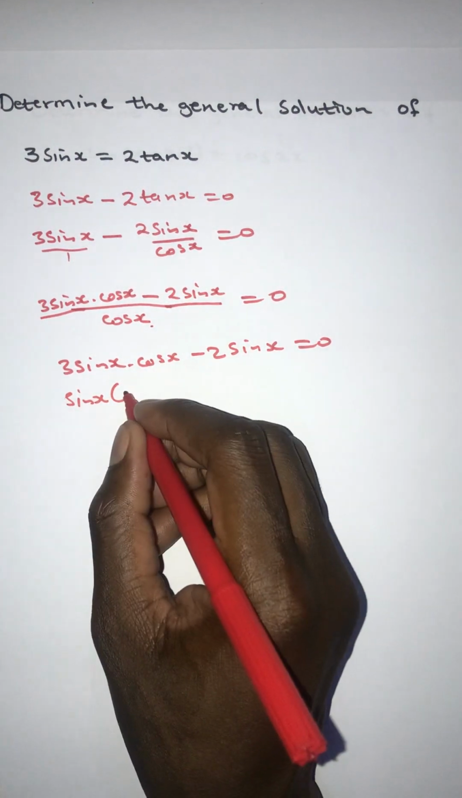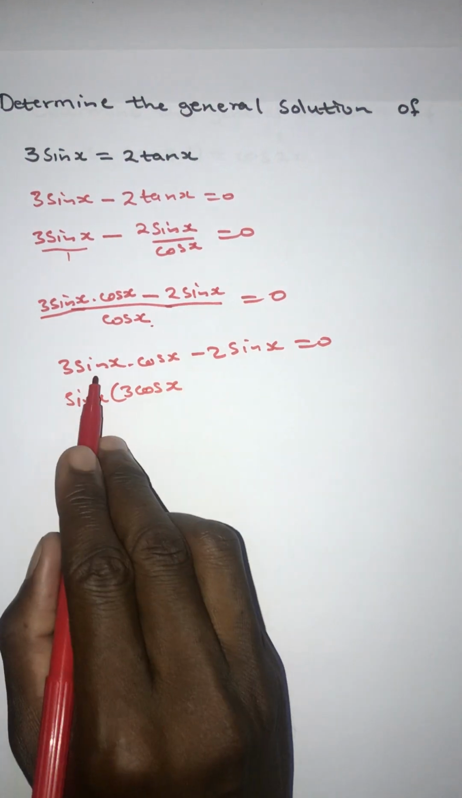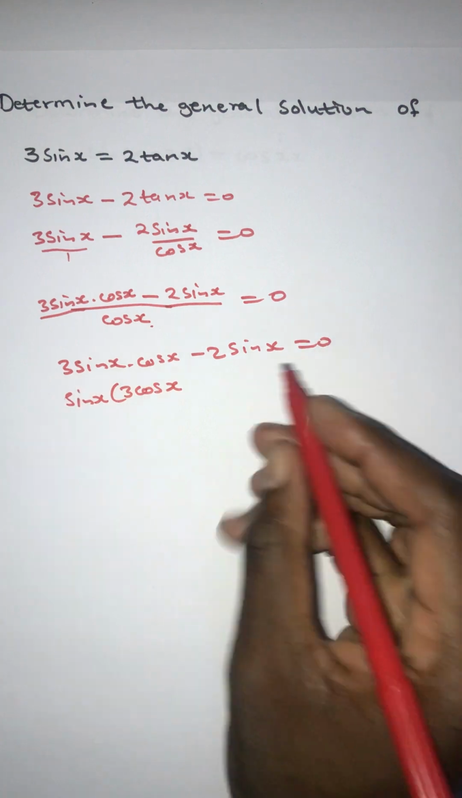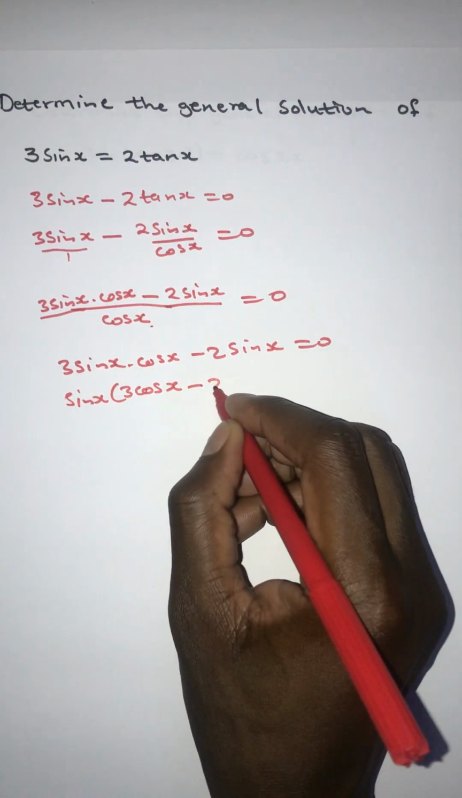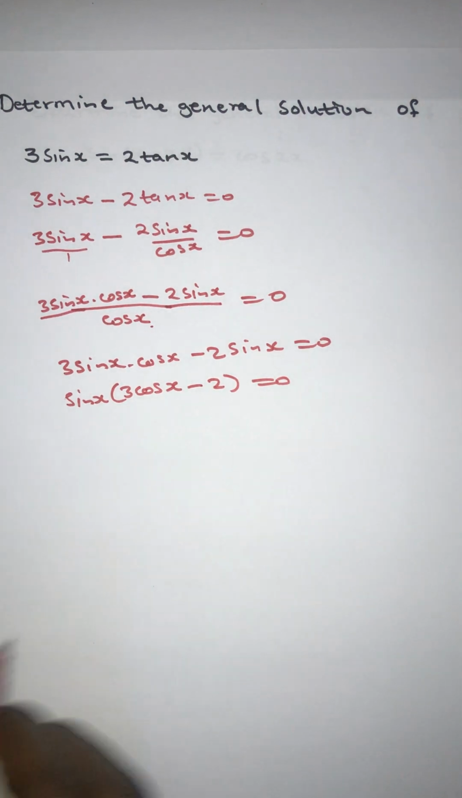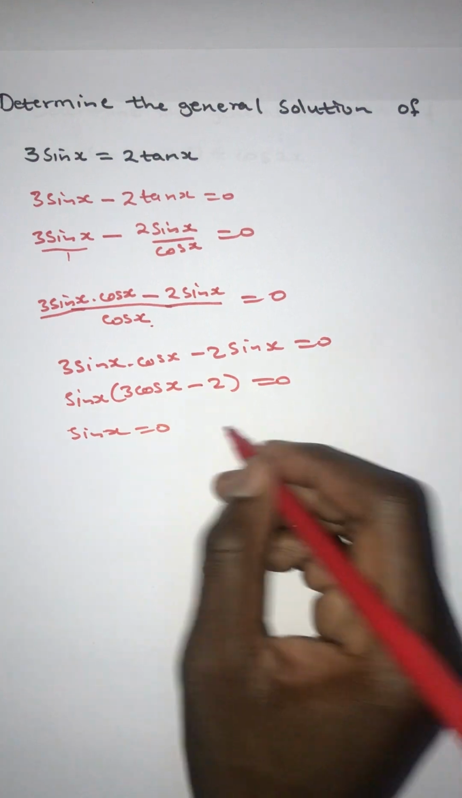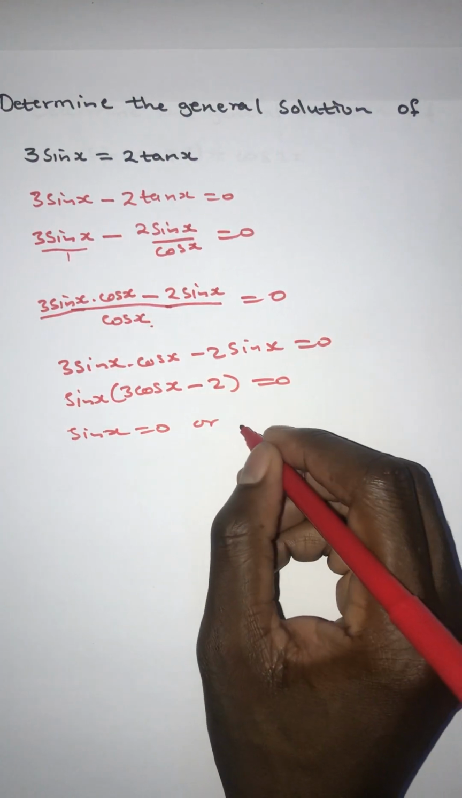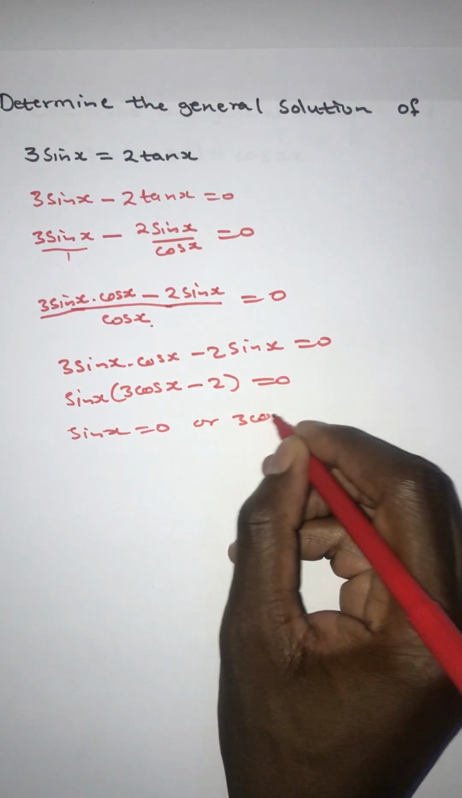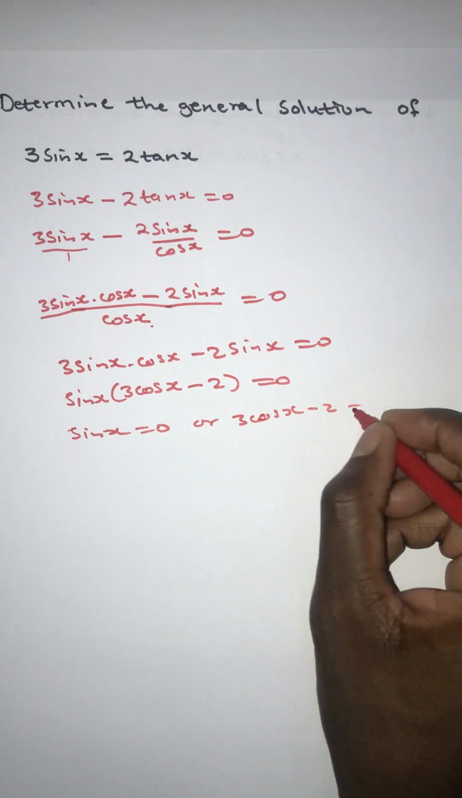So what do we have here? We factor sine out, so this is the sine. Then we are left with 3 cos of x minus this side 2, then it's equal to 0. So what do we have now? Sine of x is equal to 0, or 3 cos of x minus 2 is equal to 0.